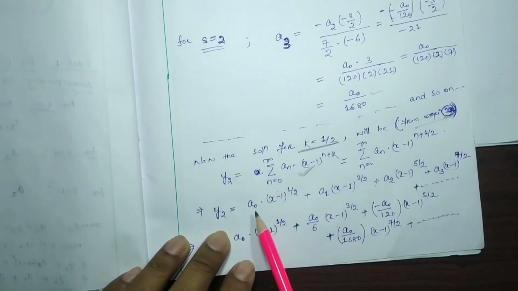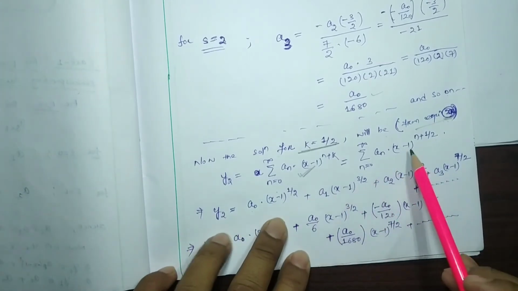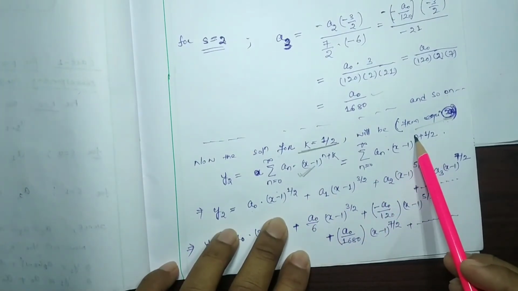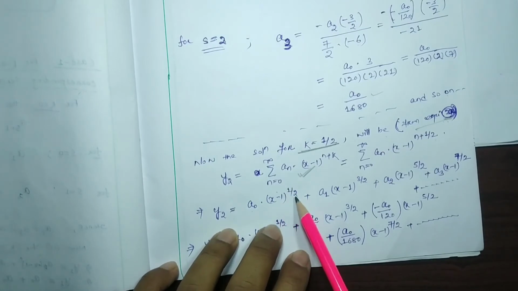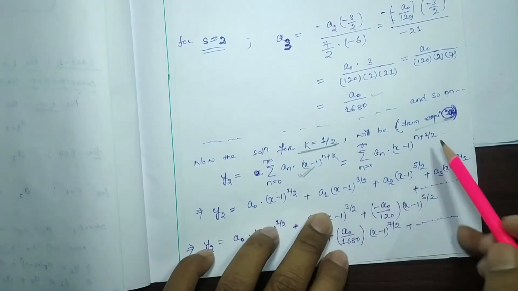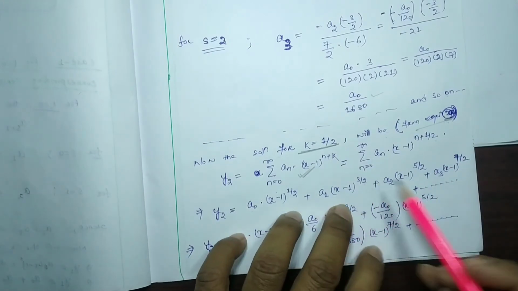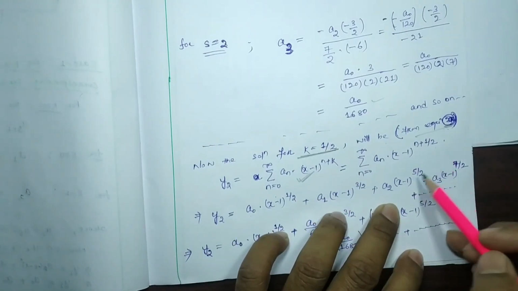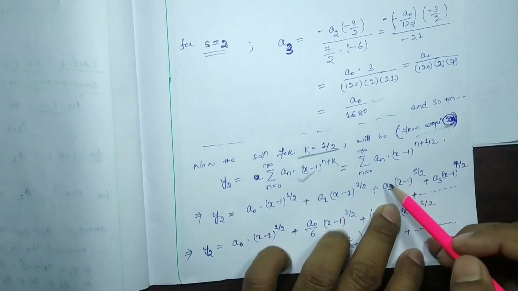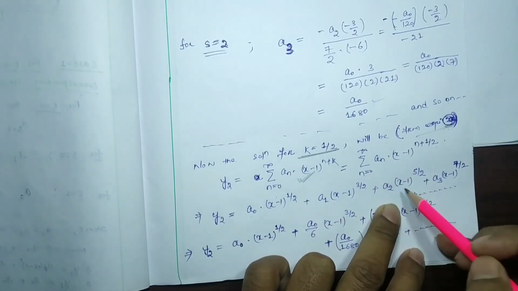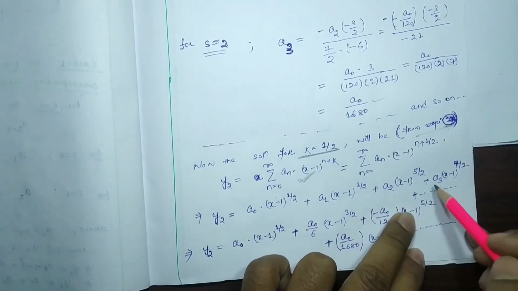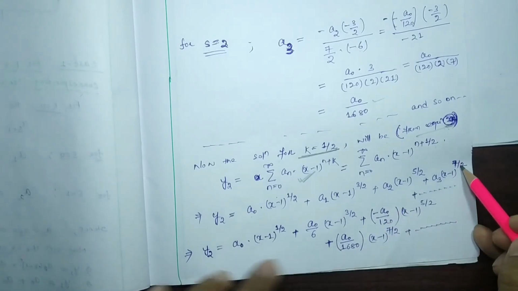Write it down in the expanded form. It will be a0. First we put n equal to 0, it will be x minus 1 to the power 1 by 2. Then put 1, plus 1 by 2 is 3 by 2, a1 x minus 1 to the power 3 by 2. Then put 2, it will be 5 by 2. The third term will be a2 x minus 1 to the power 5 by 2, the next term is a3 x minus 1 to the power 7 by 2, and so on.